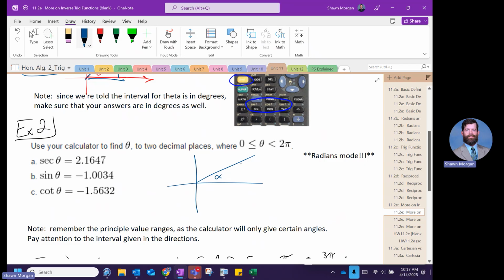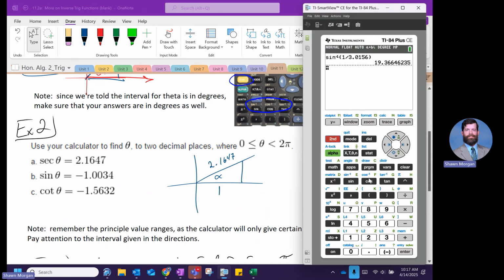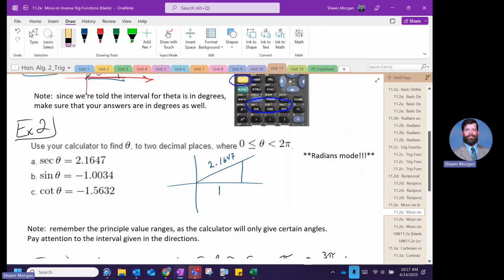Because I don't have an inverse secant button, I need to think about secant as hypotenuse over adjacent. So we're going to do 2.1647, make the adjacent side 1. And now I can use my inverse cosine button. Inverse cosine of adjacent over hypotenuse, and it's only going to give me one angle, 62.5.